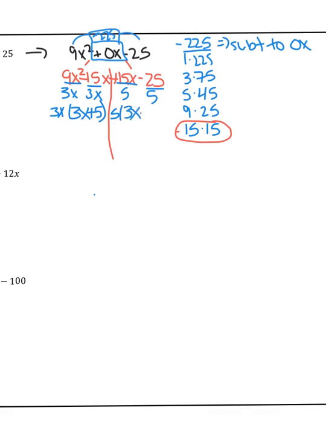Negative 25 divided by 5 is a negative 5. Oh, why do I have a plus sign there? There was a minus sign. There was a minus sign here, right? So this should be a minus 5.